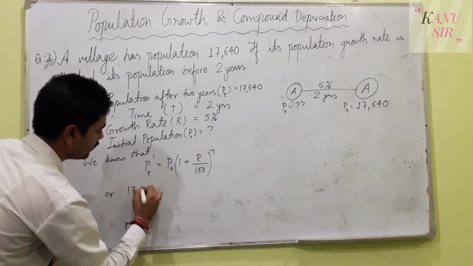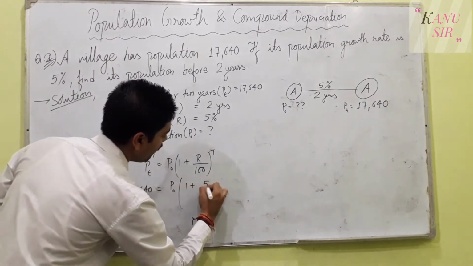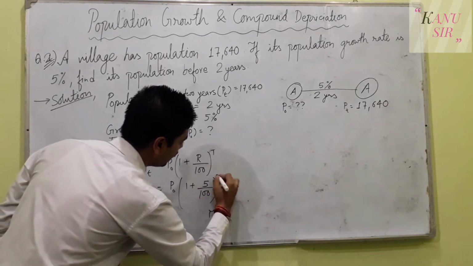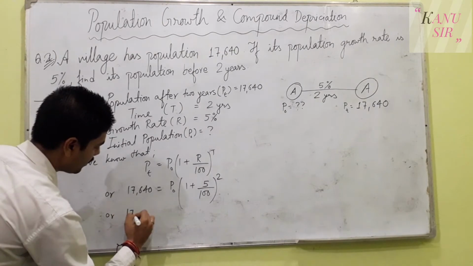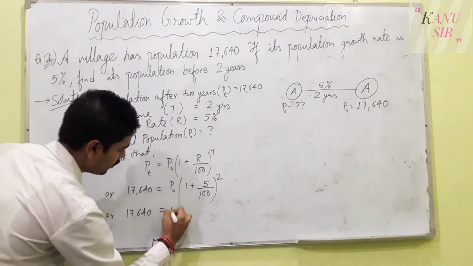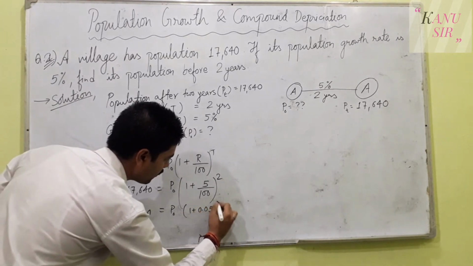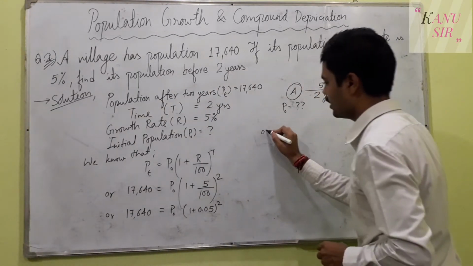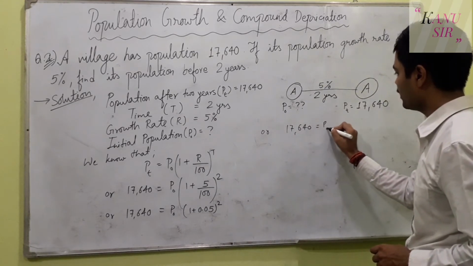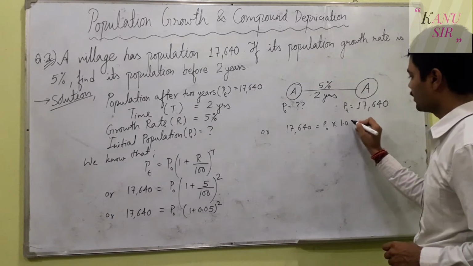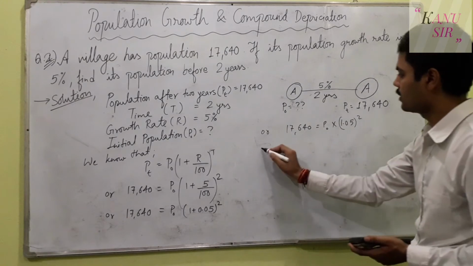P_T is 17,640, and the initial population times (1 plus 5 by 100) to the power 2, for 2 years. Or 17,640 is equal to the initial population times (1 plus 0.05) whole square. Now we can write here, 17,640 is equal to the initial population into 1.05 whole square, and now we can use a calculator to save our time.